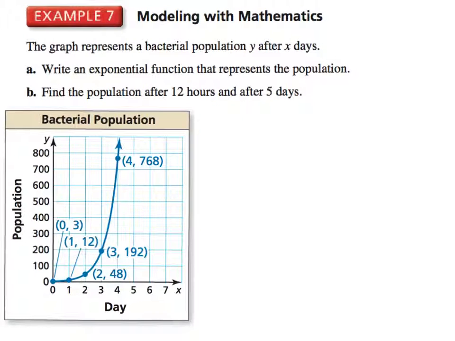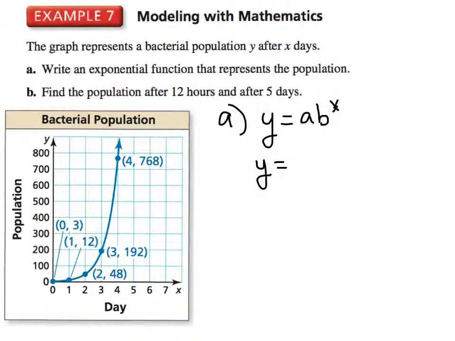Example number 7. The graph represents a bacterial population y after x days. Write an exponential function that represents the population and find the population after 12 hours and after 5 days. Believe it or not, I find these much easier than graphing. Part A, we write it in the form y equals a times b to the x power. So we first identify what a is. Where did you start?